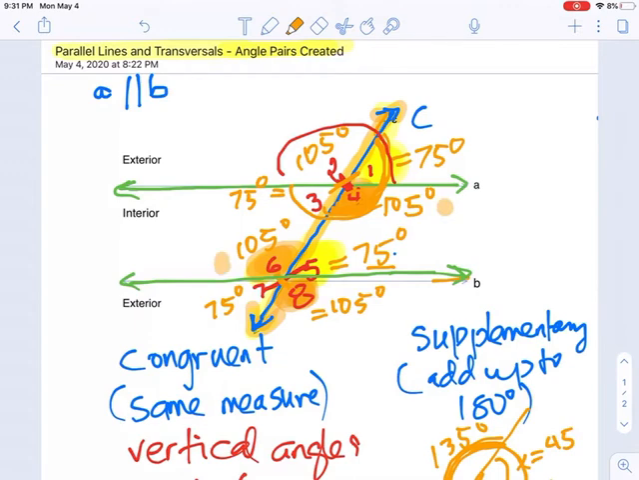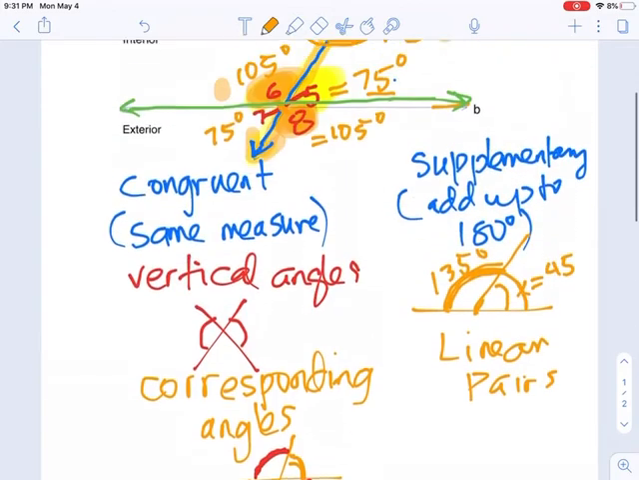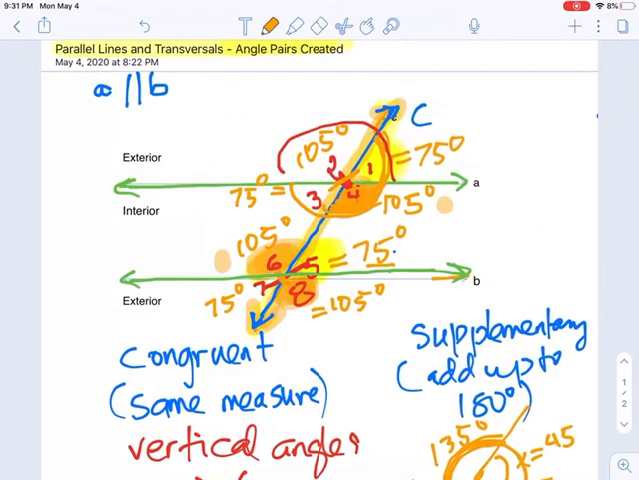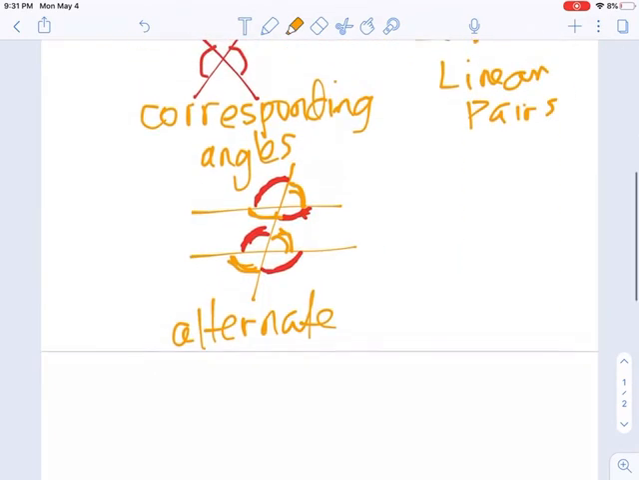So they are on alternate sides of the transversal. But they are also inside of the parallel lines. And we know that inside is called interior. So we know that they are alternate interior.